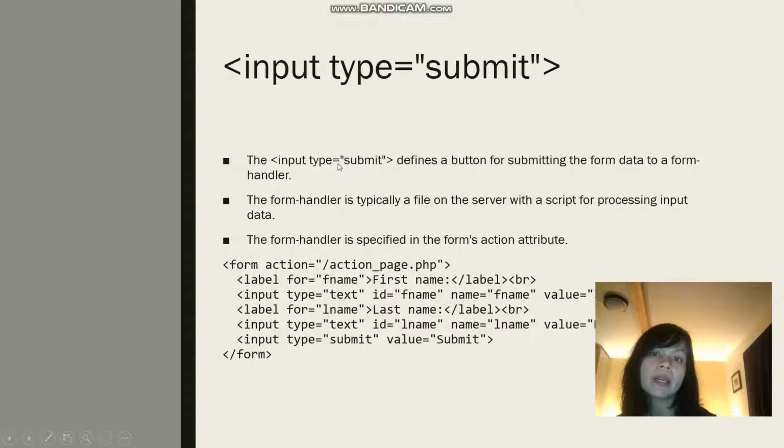submit input type. The submit type defines a button for submitting the form to a form handler. So what is a form handler? It's typically a file on the server that has a script for processing input data. The form handler is specified in the form's action attribute. So action will go to a page, action_page.php. In this action page, it would have all the script that you need to do what it needs to do with the data. Okay, so here we have input type submit, and the value is submit.